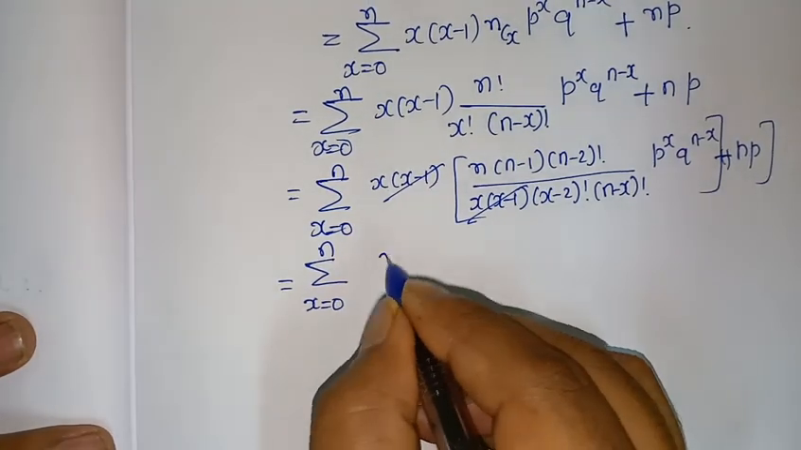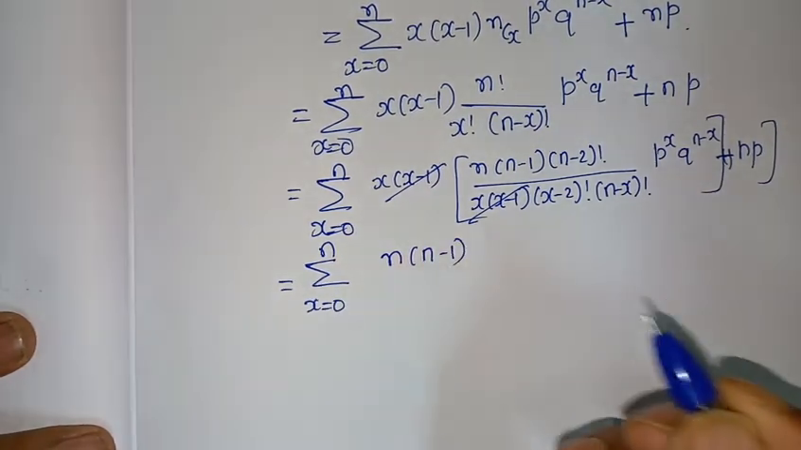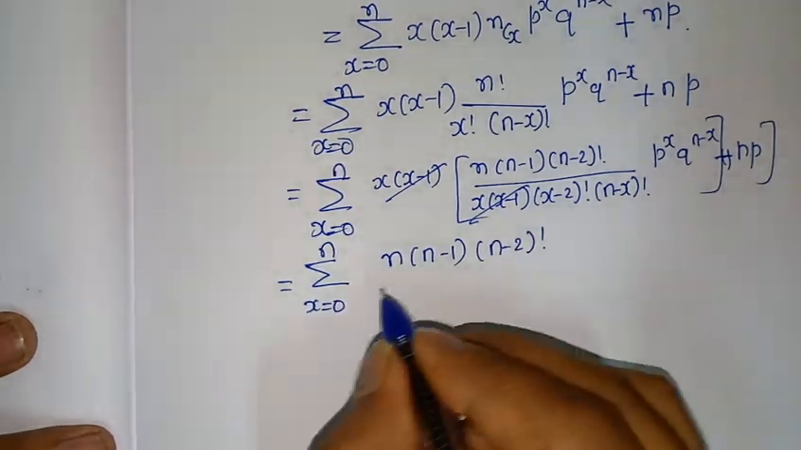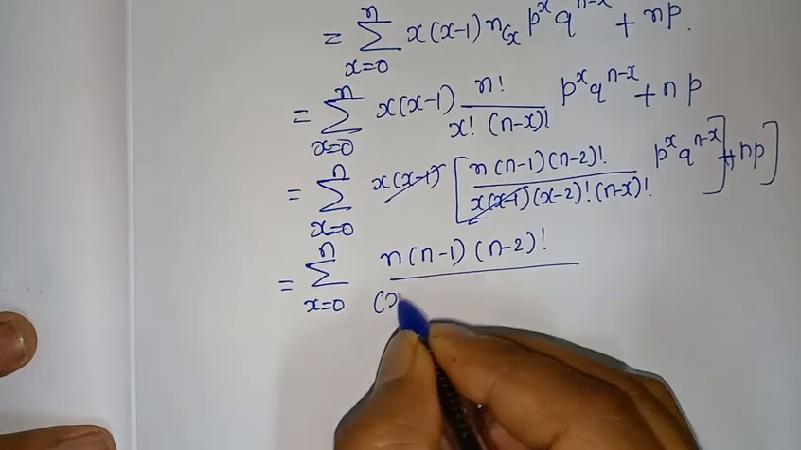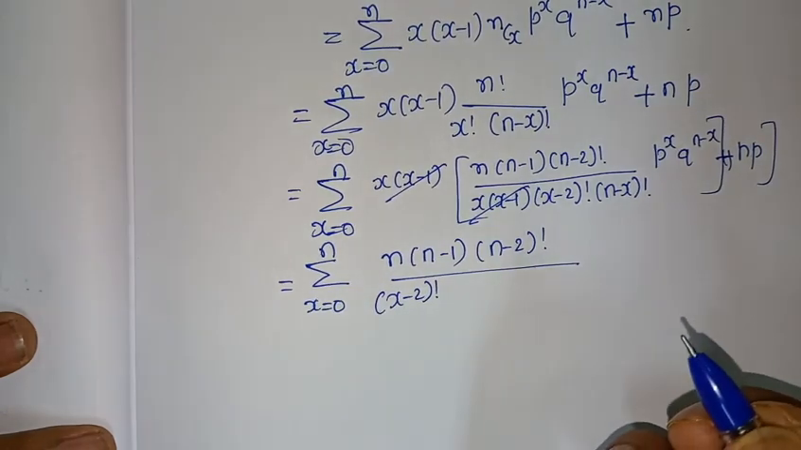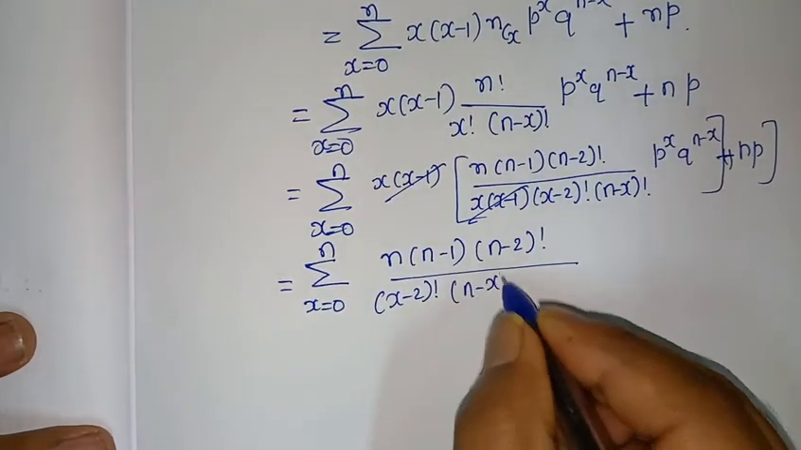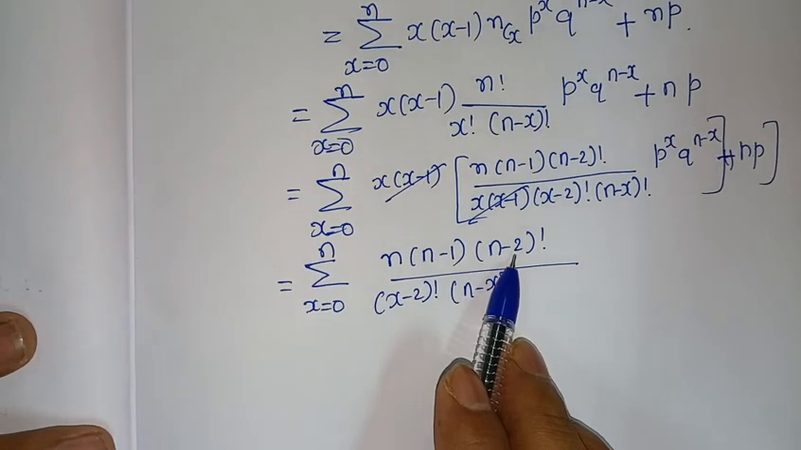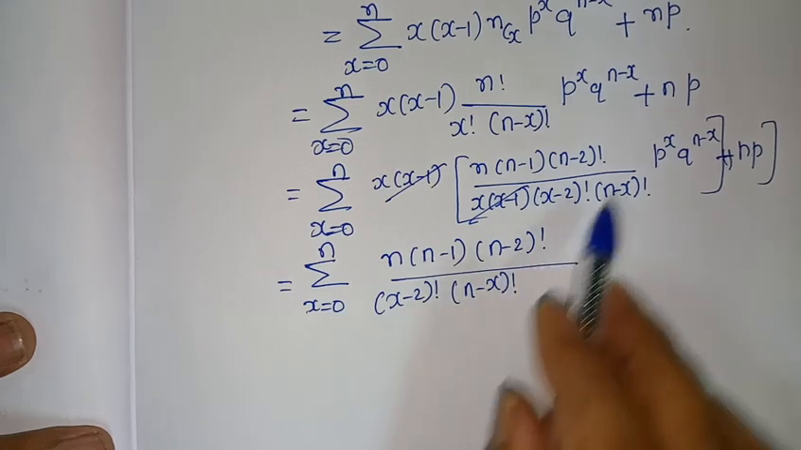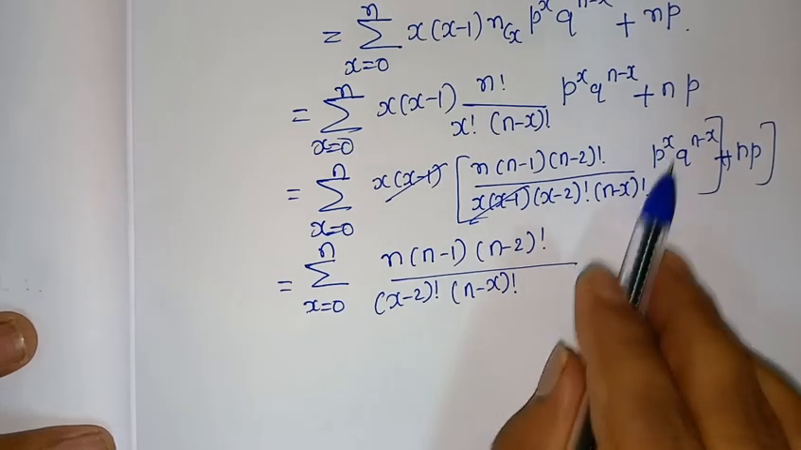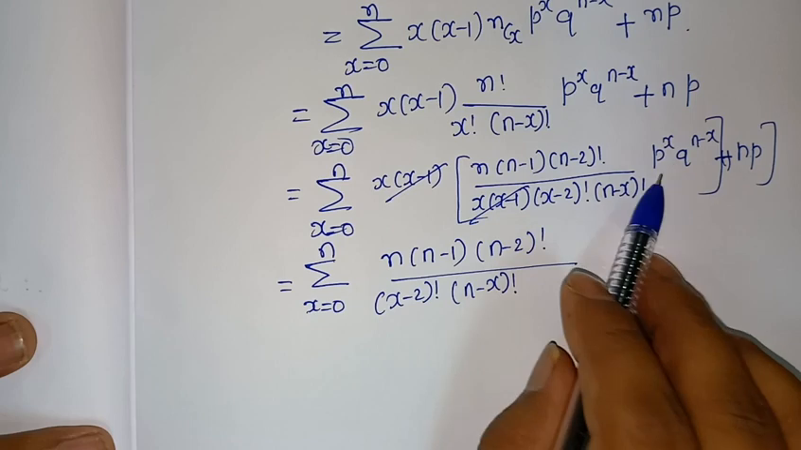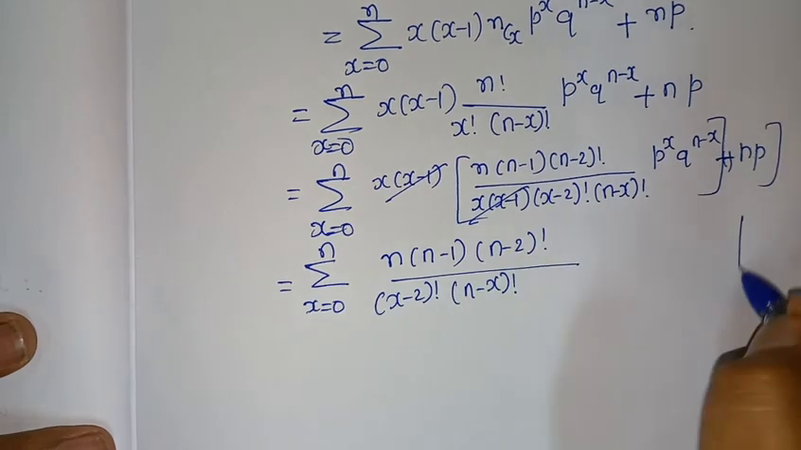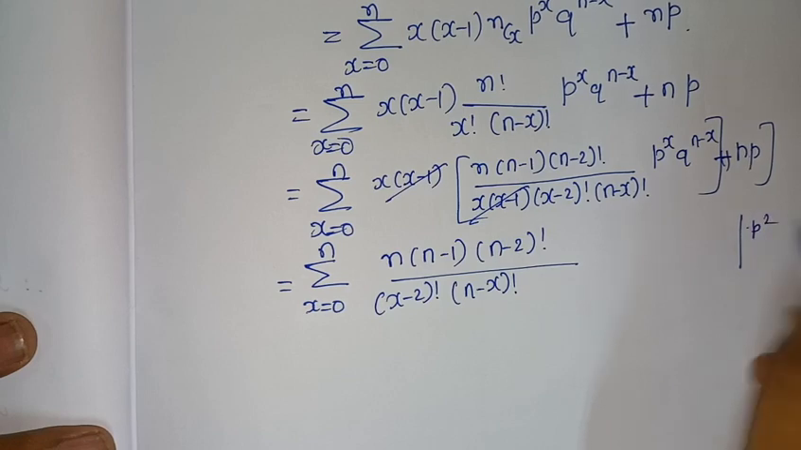So we are left with, in the numerator, n into n minus 1 into n minus 2 factorial, divided by x minus 2 factorial and n minus x factorial. Since it is shifted to the second term n minus 2, here we have only p power x. So what I'll do, I'll multiply and divide by p square for this term.